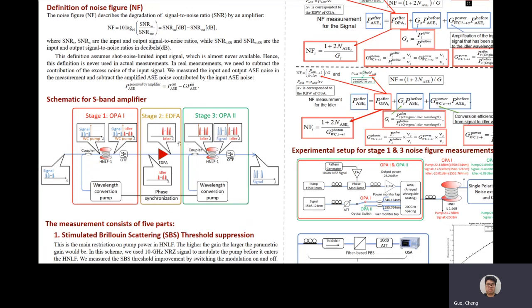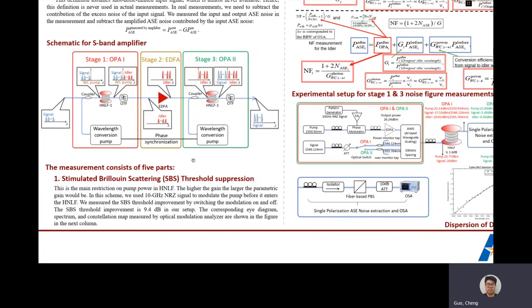In the second stage, we use EDFA to amplify the idler to a strong power level. Then in the final stage, we use the same OPA to convert it back from the C-band to the S-band. Through this process, we amplify the signal in the S-band without requiring a high power pump in the first stage and the final stage, and we also don't need a very difficult coupling method for the TDFA because we use traditional EDFA. It's very easy to couple these things together.